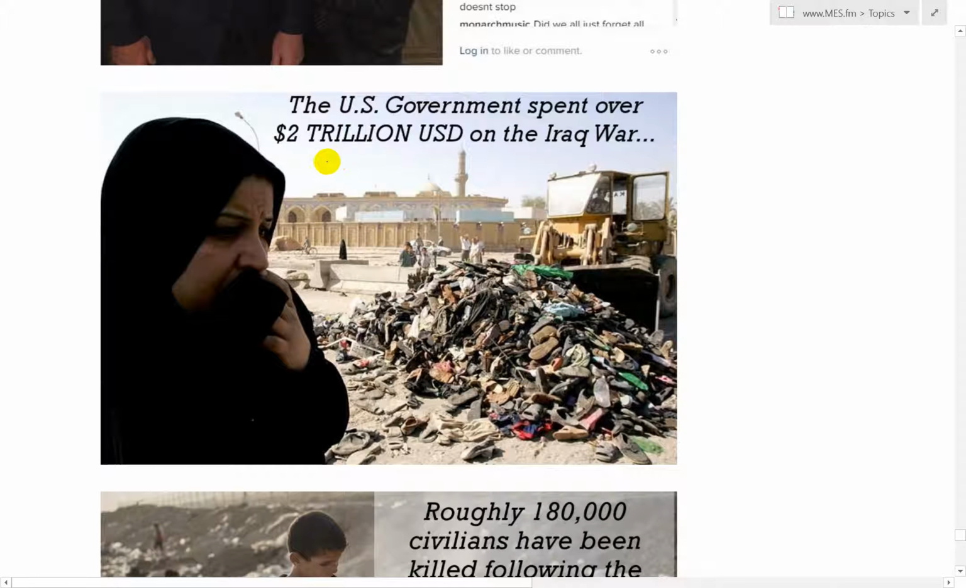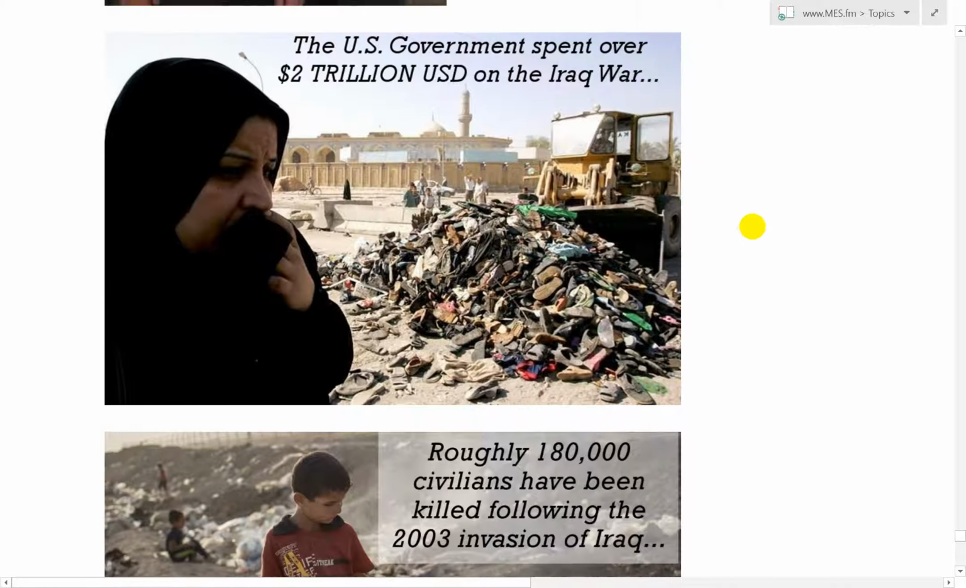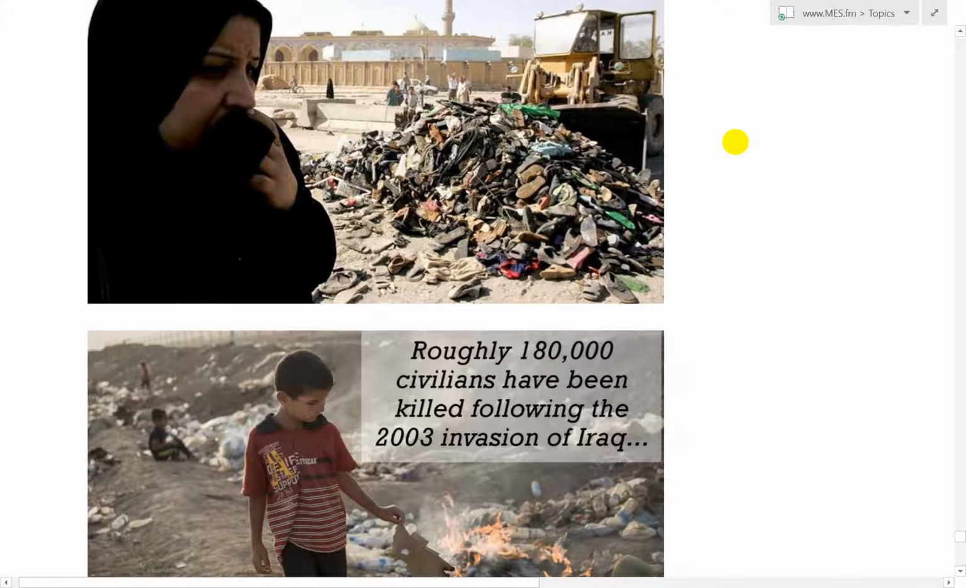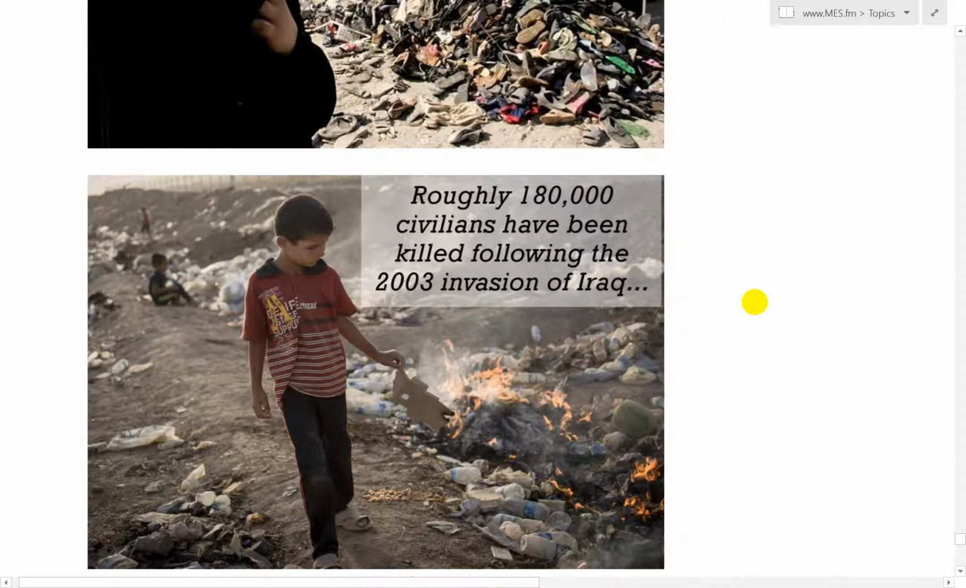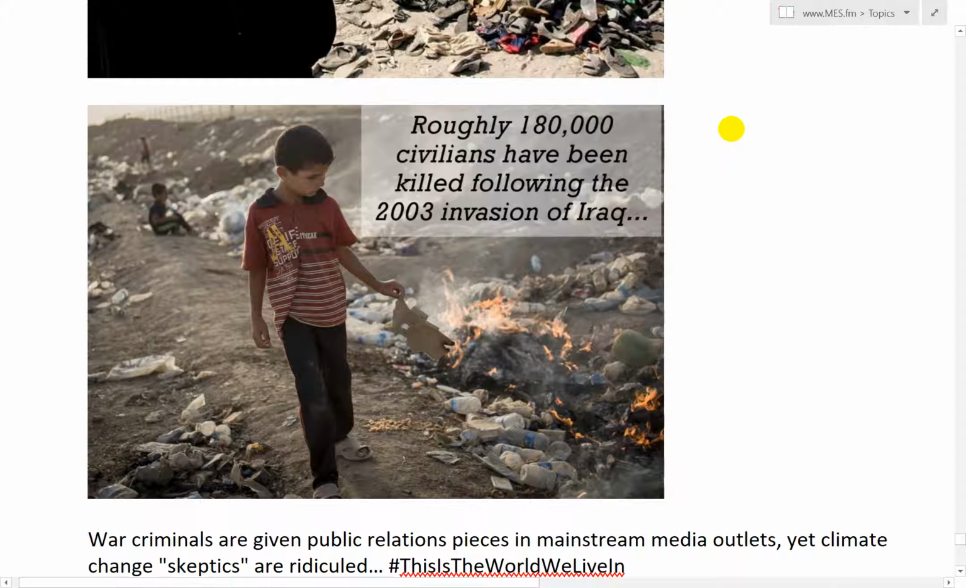So the U.S. government spent over $2 trillion on the Iraq war. This is extra money in taxes and future spending that is, again, overconsumption, because we don't have that money. It's very hard to pay for this stuff. And think about all this death here. How much pollution is being spent on all the bombs and vehicles and all that, and these untold levels of suffering that are led from that assumption that they have weapons of mass destruction, that terrorists did 9/11. Roughly 180,000 civilians have been killed following the 2003 invasion of Iraq.